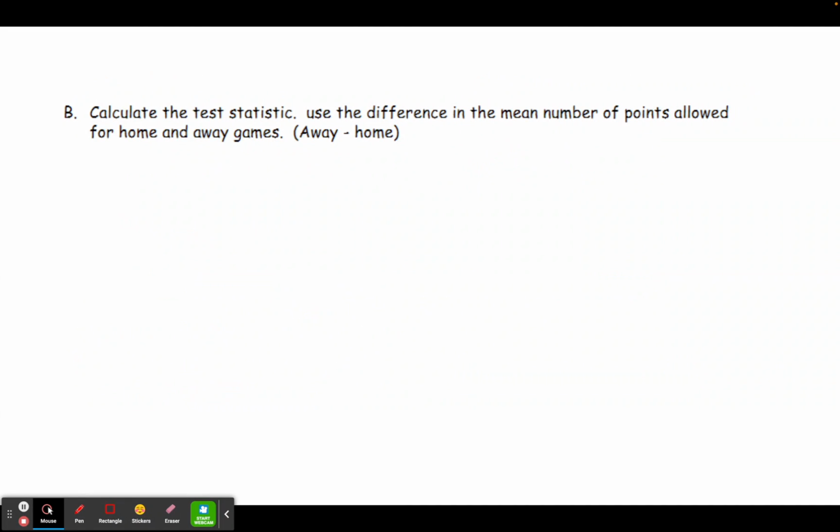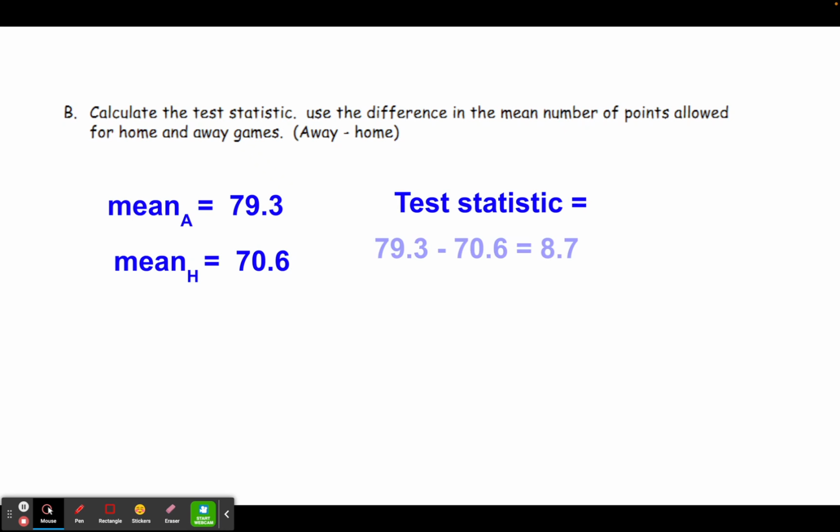Now we're going to calculate the test statistic. In this case, I would put those two sets of data into my calculator and use the one variable stats function to find those means. So for away games, the mean number of points allowed was 79.3. In home games, the mean number of points allowed was 70.6. And the directions say to calculate the statistic doing away minus home. So our test statistic would be the difference in those means, 79.3 minus 70.6, which would be 8.7.